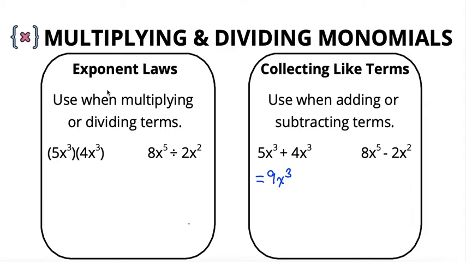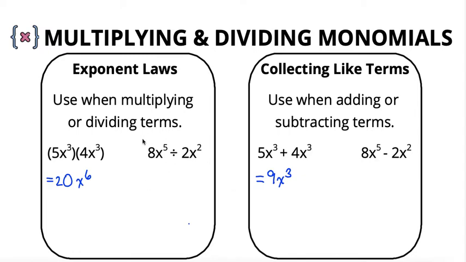So when we're multiplying using exponent laws or dividing terms using exponent laws, we first think about what are the coefficients. So 5 times 4. Well, 5 times 4 is 20. And now I'm going to look at my powers. Both have the same base, so that's important to note. So I'm still going to have an x. And remember that when I multiply powers and the bases are the same, then I add the exponents. So I add 3 plus 3, which will give us 6.